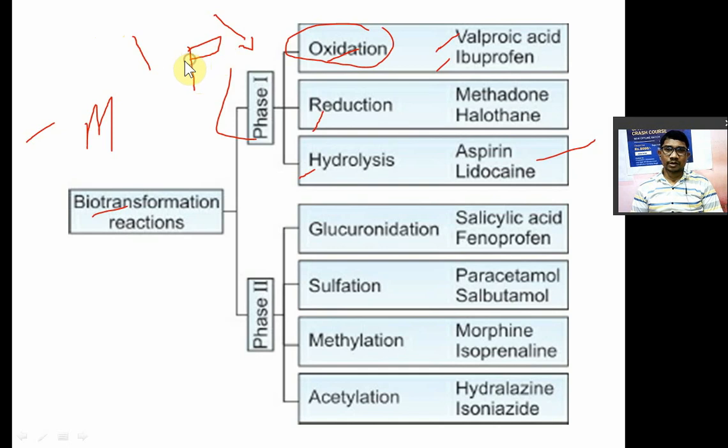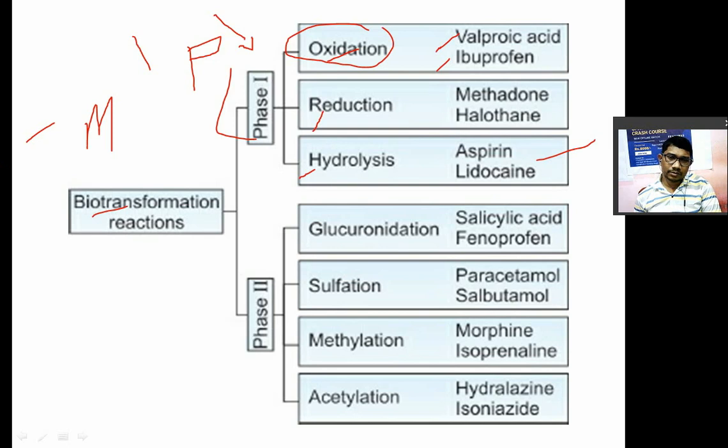So after oxidation, reduction, hydrolysis, OH group, COOH group, SO2 group are added so that the molecule can become polar to be removed from the body. So the aim of phase one is nothing but to introduce a polar group in the molecule so that the molecule will become polar in nature, water soluble in nature, right?